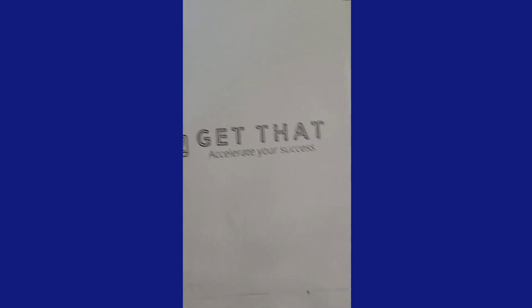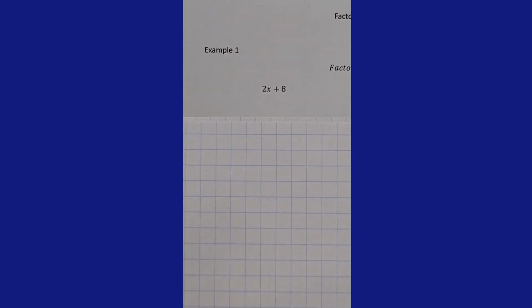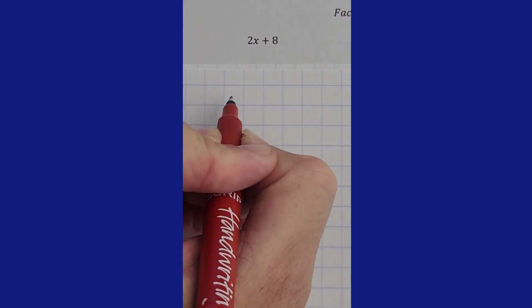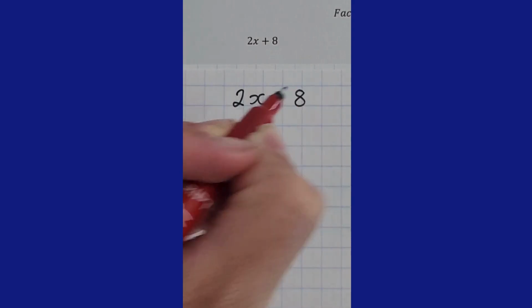So let's have a little look at what we mean by factorising. We won't necessarily do all of those examples, just do a couple, and then we'll start to build on this. So factorise is the reverse of expanding. We're looking to put an expression into brackets. So if we write this one down, we're looking to factorise 2x plus 8.